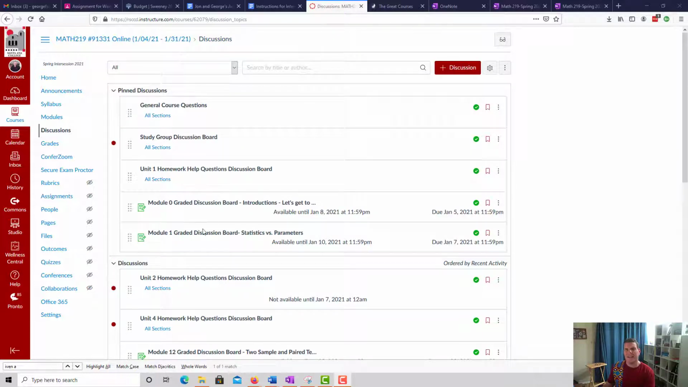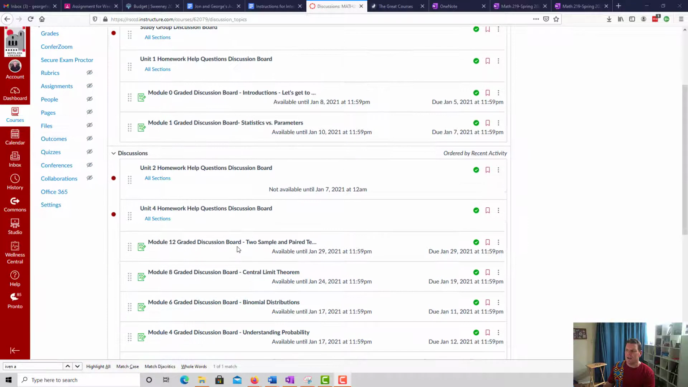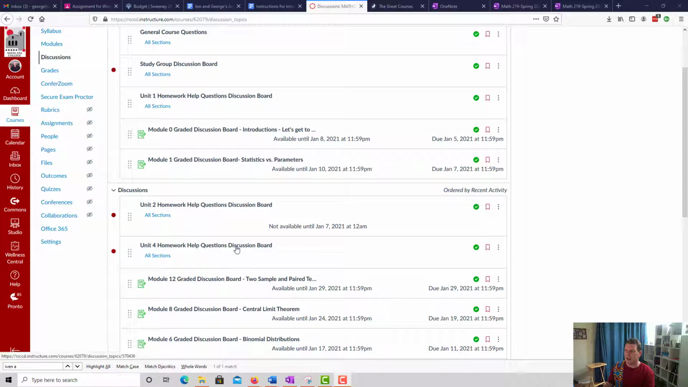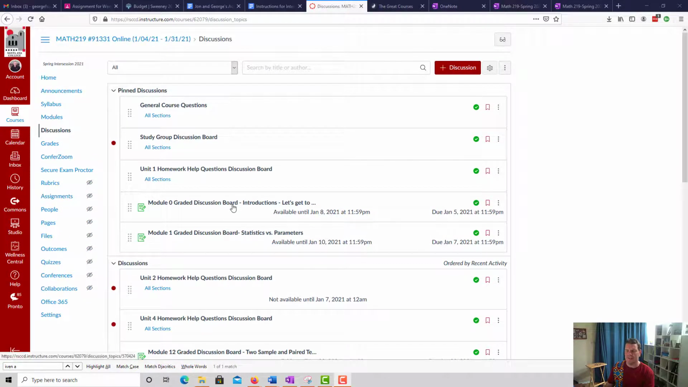One last thing is you can go in here, and if you look, you'll see that we have the graded discussion boards. There are several of them. There's about 8 of them for the entire semester. You're required to respond to these discussion boards and respond to other students on those discussion boards.